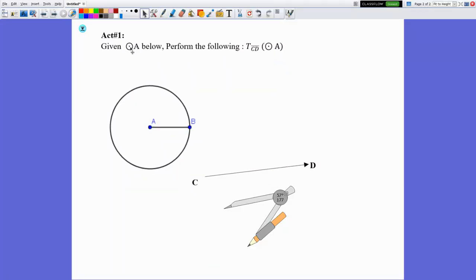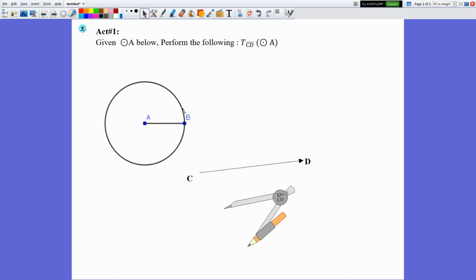here we have activity number 1, which says here we have a circle. Let's perform a translation over the line CD of the circle whose center is A. So what we want to do is we want to get this circle and we want to translate it using this vector. So how do you actually translate a circle?